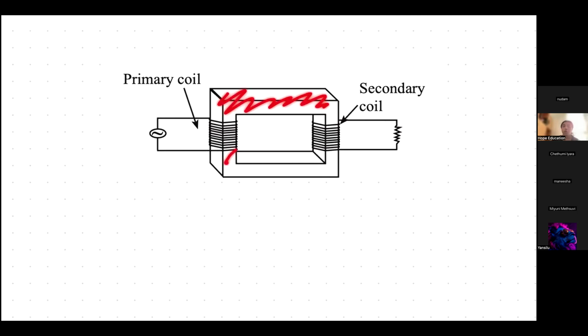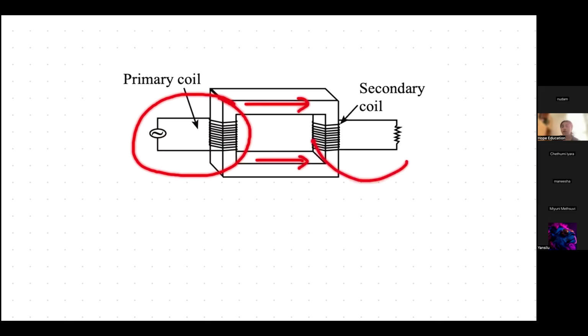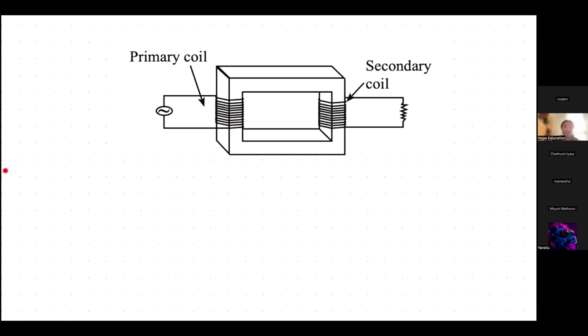Okay? So when an alternating voltage is supplied to the primary coil, an alternating or changing magnetic field will be generated. Along the soft iron, this changing magnetic field reaches the secondary coil. The secondary coil is stationary, but it is present in a changing magnetic field and that will induce a current. That is how this works. So we call this the primary coil and this the secondary coil.